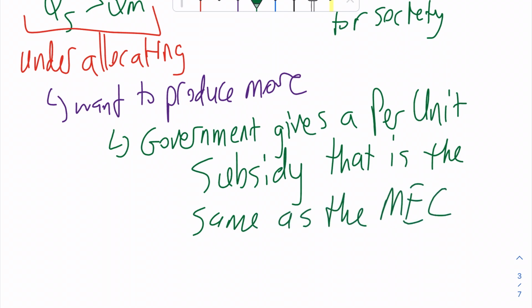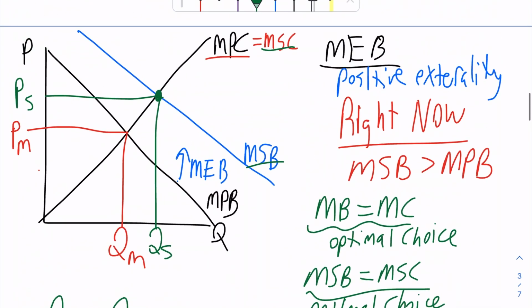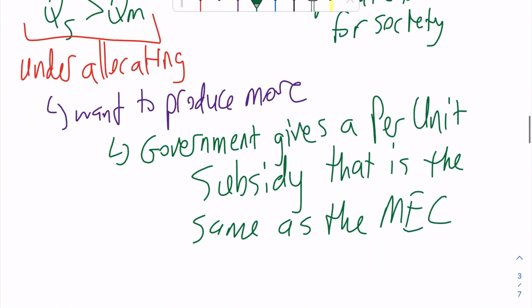Okay. So when the government does this, they are going to be giving a subsidy to where you can now be at the social quantity. Okay? So that would mean that your subsidy would be equal to your MEB, your marginal external benefits.